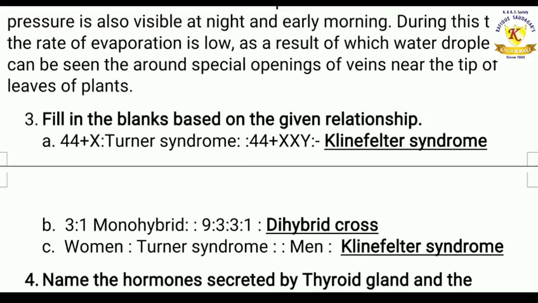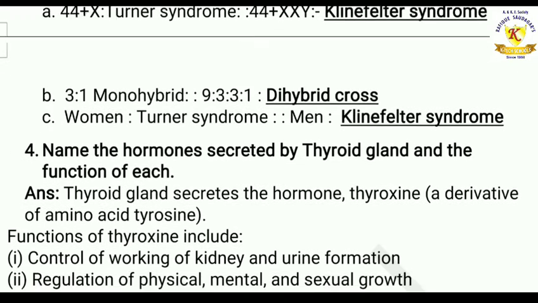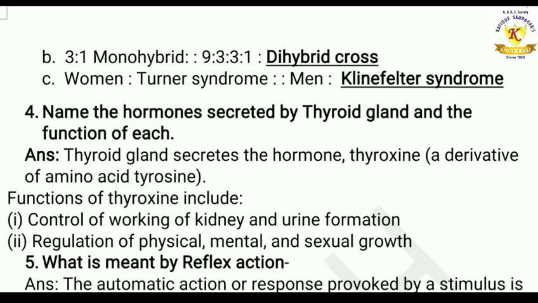First, 44 plus X is Turner syndrome. So 44 plus XXY is dash. Yes, it's Klinefelter syndrome. Second, 3:1 is monohybrid. So 9:3:3:1 is dash. Dihybrid cross. Third, women Turner syndrome, men dash. Answer, Klinefelter syndrome.